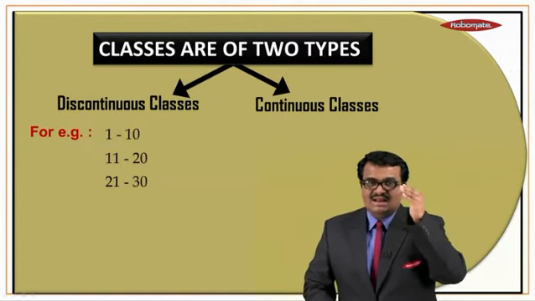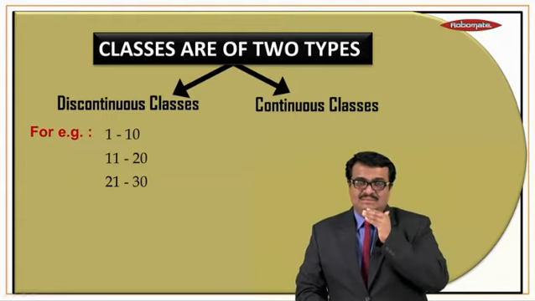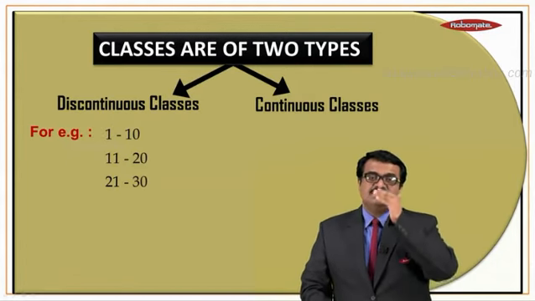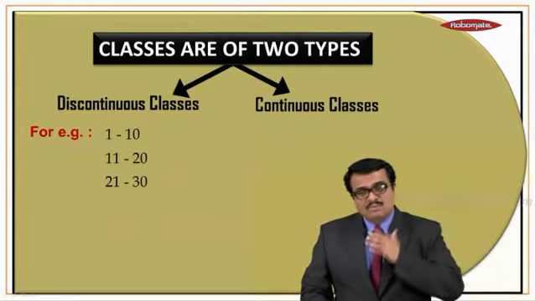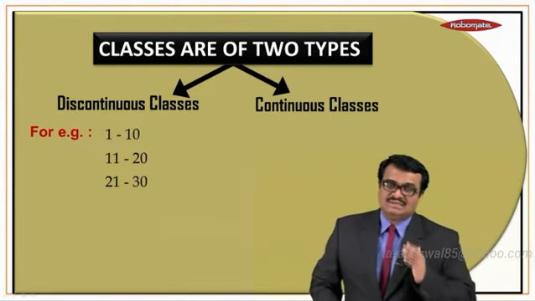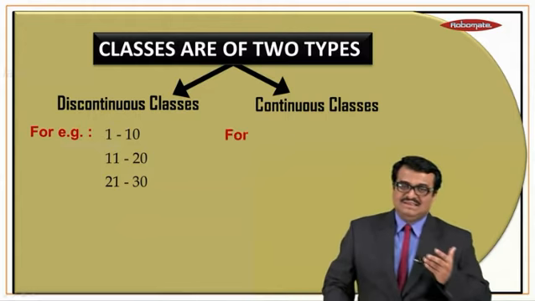The first one ends at 10, second starts from 11. There is a break here. Okay, there is a discontinuity. That is why these type of classes are called discontinuous classes. Okay, one more type is there. They are called continuous classes. Continuous classes, how they look, let us see.